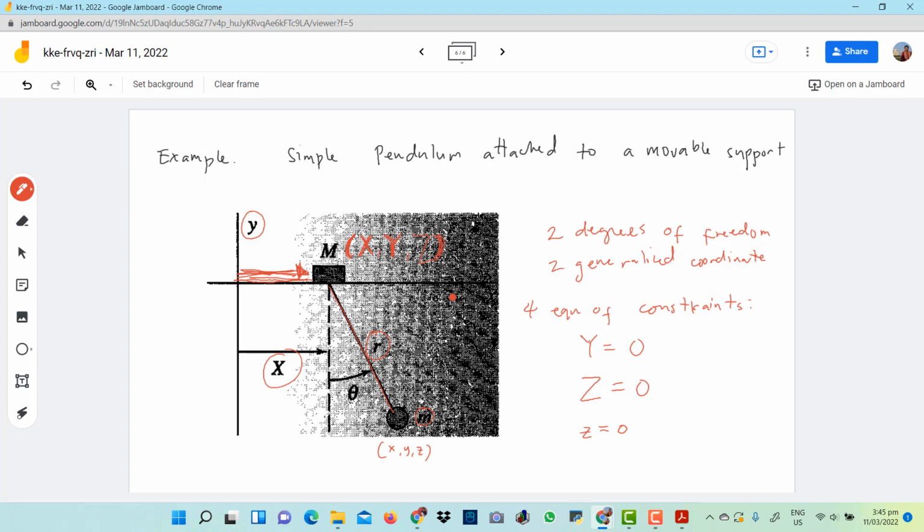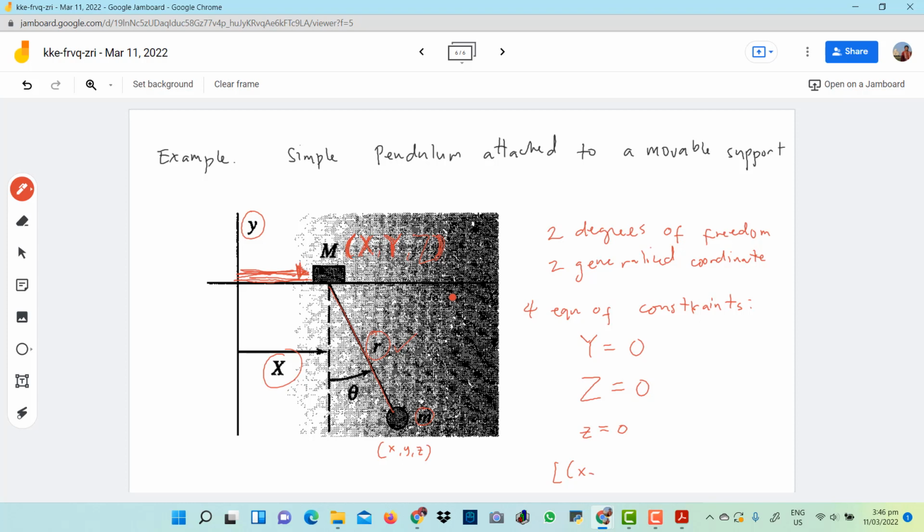So I have four. What's the last one? The one that Juliana answered: the equation for R. That's my last equation of constraint. Big Y is 0, big Z is 0, small z is 0 because your pendulum m is moving only in the XY plane. And then the last is with respect to my R, which is equal to this one.